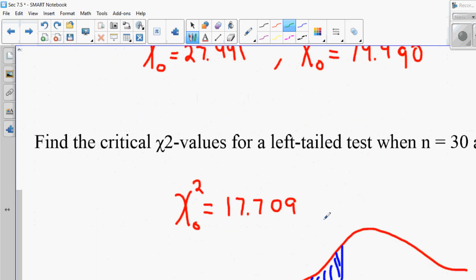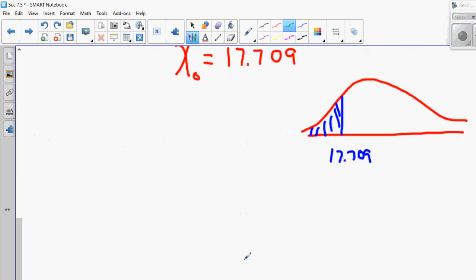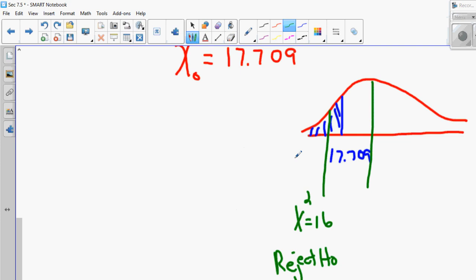If our chi-squared value is, let's say, 16 over here, since that is in this shaded area, that would be a reject H sub 0. If my chi-squared value was over here, chi-squared equaled, let's say, 18, this isn't quite to scale, this would be fail to reject.